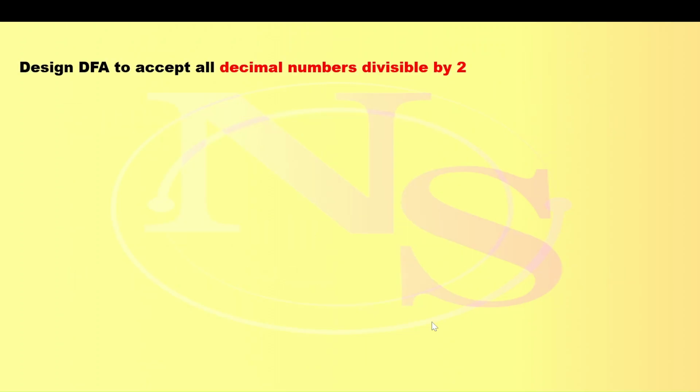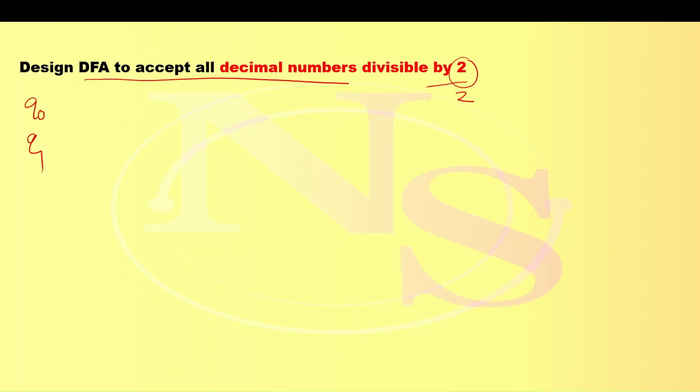In this session we will learn how to design a DFA to accept decimal numbers divisible by 2. As I mentioned in previous videos, for this pattern of question, decimal, ternary, binary numbers divisible by 2, 3, 5, we will be using one trick. How does it work? Divisible by 2 means there will be two states, for example Q0 and Q1.